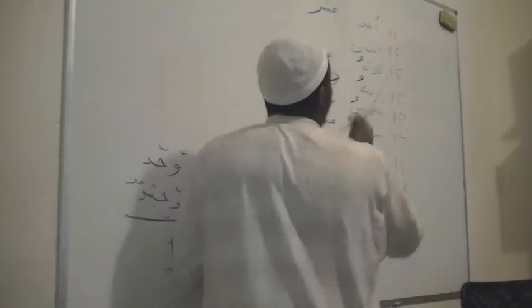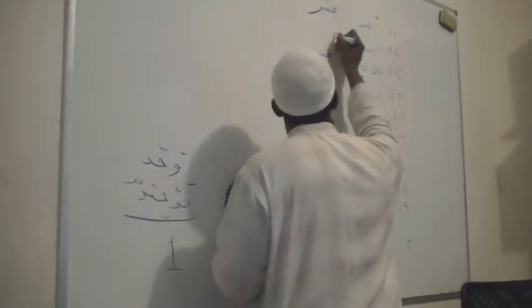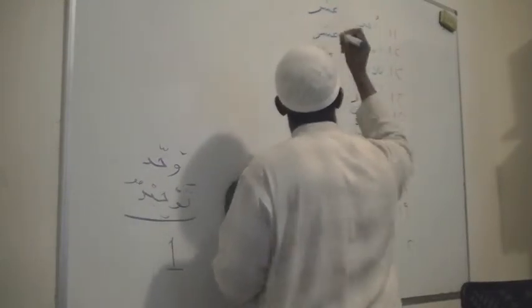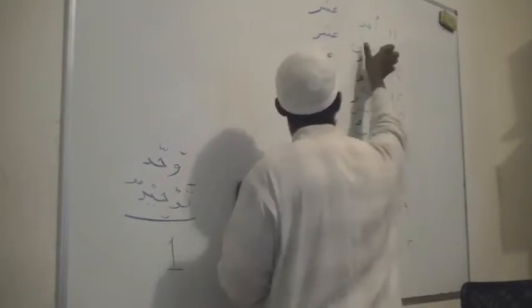So we stopped at 12 because for number 12, there's something you have to do. Yes, we put عشر, but you have to understand that in number 12, the عشر is a replacement for the noon. We take the noon away and put عشر there instead.